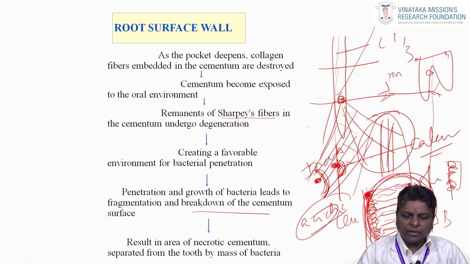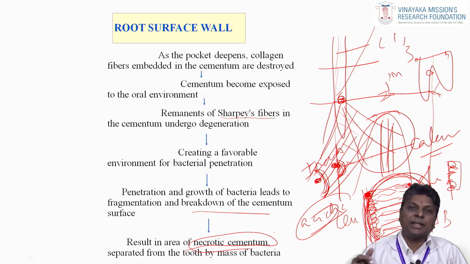What will happen is that necrotic cementum will be created. So when you are doing root planing, you have to remove the smear layer and necrotic cementum and take the bacteria out, so you are creating a good environment for collagen to be produced in that area. That's the reason why we are giving doxycycline to most of the patients.